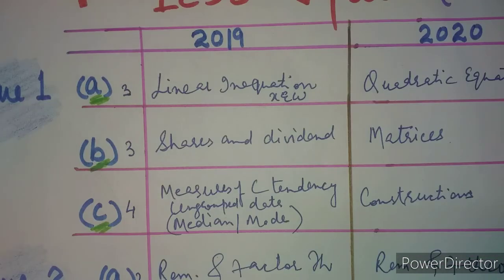The unexpected chapters are the chapters of constructions, circles, or the measures of central tendency. So students, I want to make this clear: go for the complete revision of your chapters, without thinking about what can be included where or what can come where. Have a comprehensive revision, so that if anything is asked anywhere, you should be able to give a full 100% answer for that.